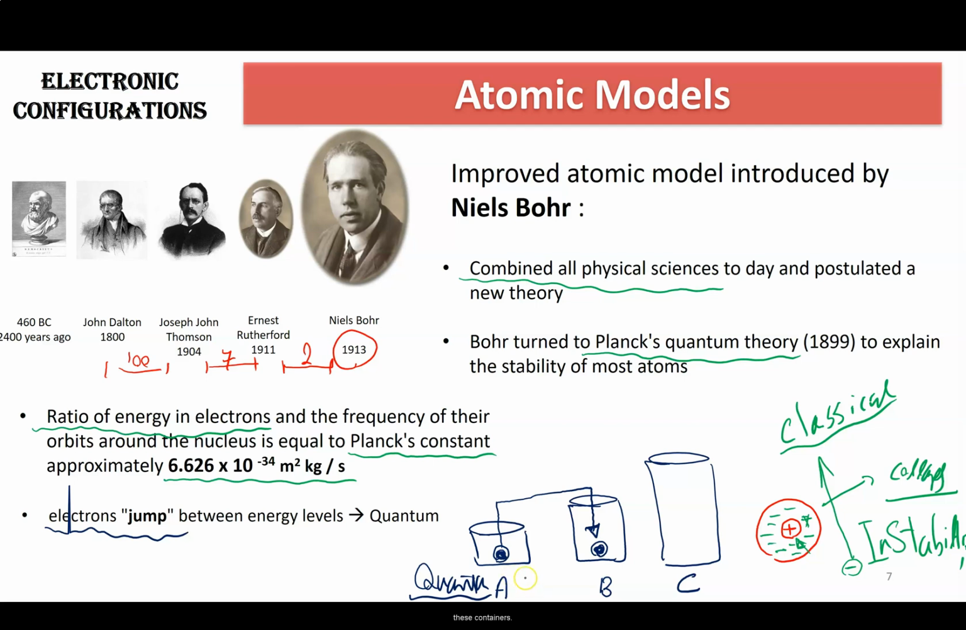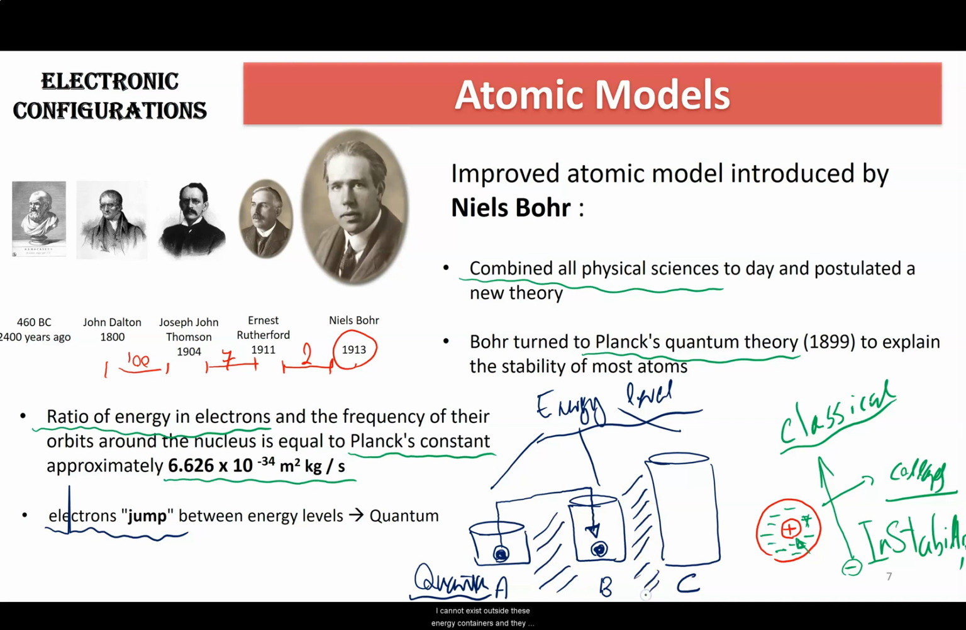Now these containers are the energy levels. So in other words, an electron cannot exist outside these containers. They cannot exist outside these energy containers, and they have to exist in these energy containers. We call them quantas, and these quantas have a set value for their energy level.